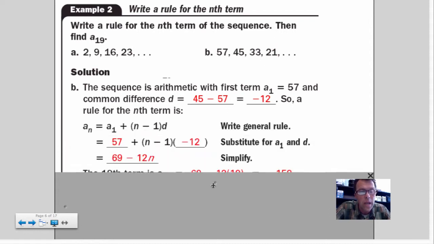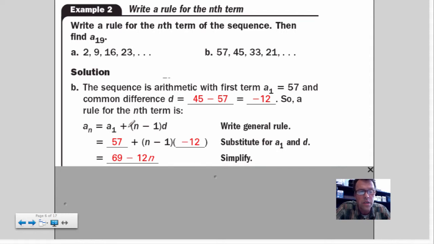To write the equation, we would plug in the first term, which was 57. N, we want to keep as n, and then put in the difference. And again, notice the parentheses here. If you didn't use parentheses, it looked like subtraction. This is -12n, and then this would be +12, plus 57 is 69. So this is the rule, a sub n.